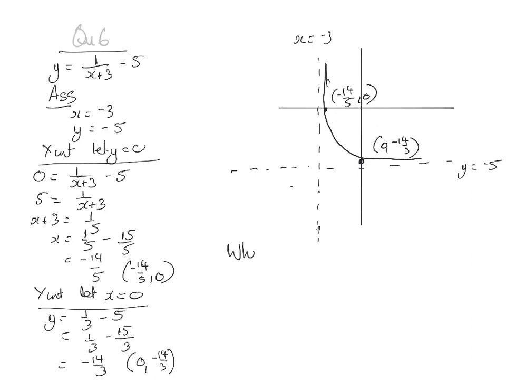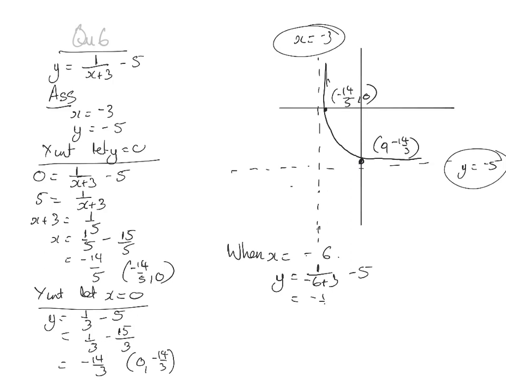When x, now I need a value bigger than my asymptote, which was x equal to minus 3. So I'm going to look at something, or I should say smaller. So I'd probably use minus 6 because it's just nice if I'm not using a calculator. y is equal to 1 on minus 6 plus 3, take away 5. So it's minus 1/3, take away 5, which is minus 5 and 1/3. Or as a coordinate, that is minus 6 and minus 16 on 3. Okay, minus 16 on 3, minus 5 and 1/3.